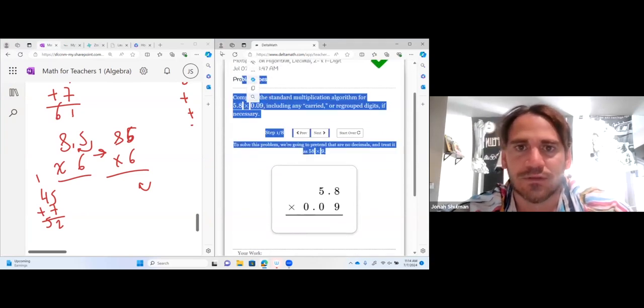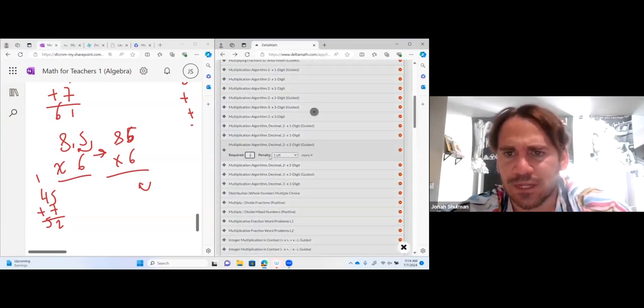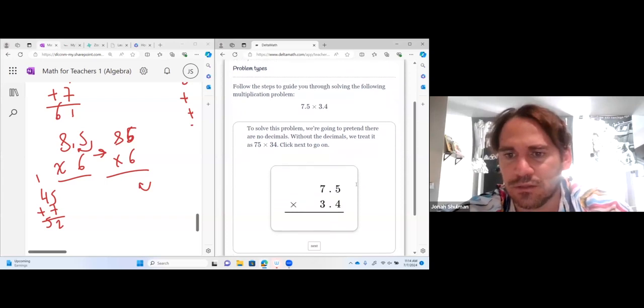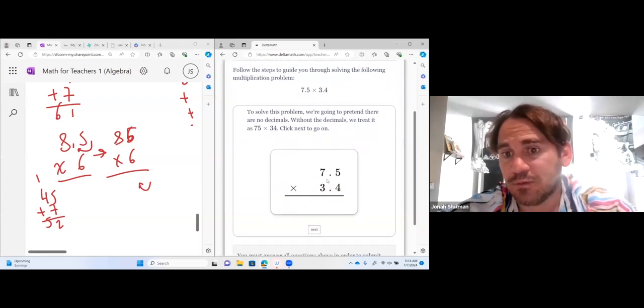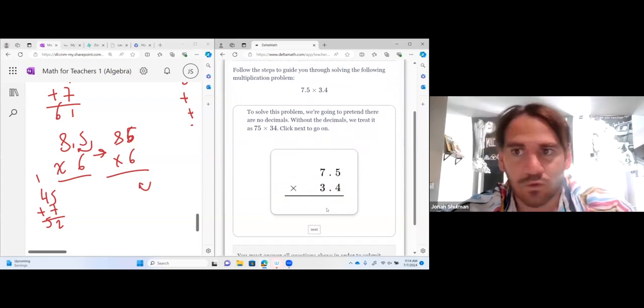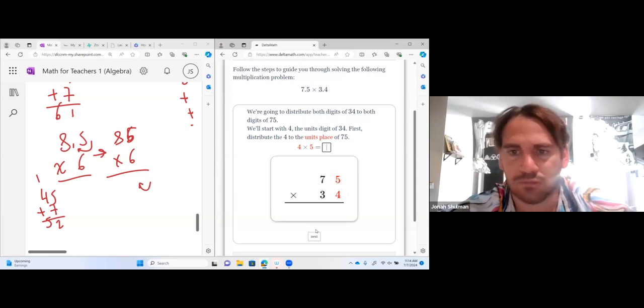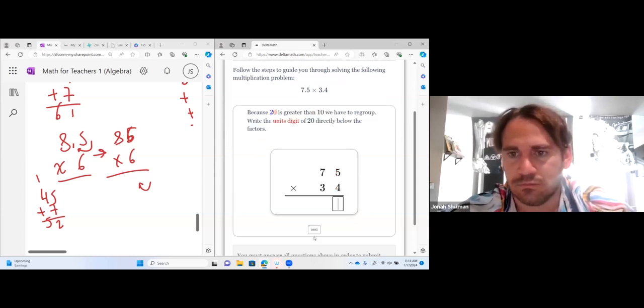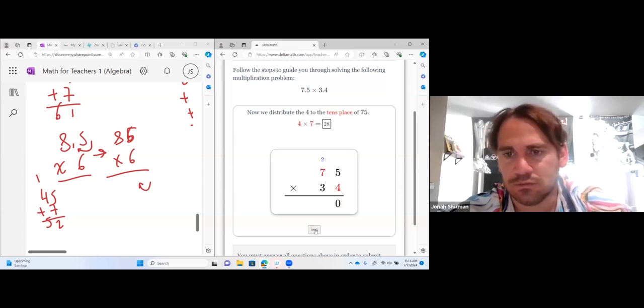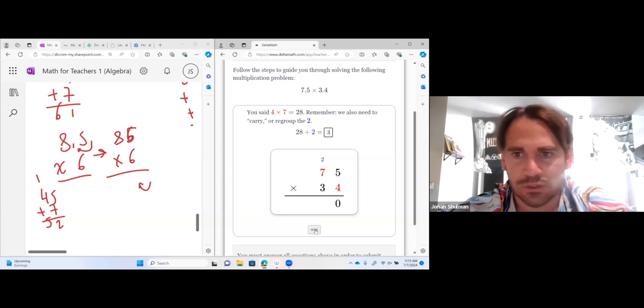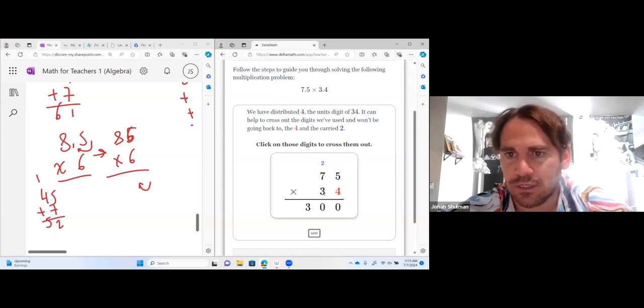All right, let's try another problem. So now we're doing a 2 by 2 guided. So we're going to move decimal place. I would think of this as 75 times 34. Then we move decimal twice. So that's 20. 0. Have the 2 there. 4 times 7 is 28. 28 plus 2 is 30. So there's the 30. All right, so we use the 2 and the 4.